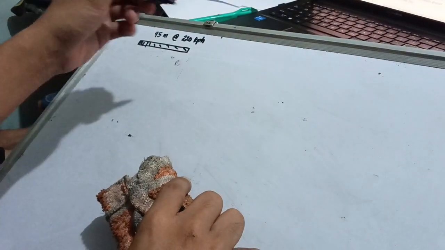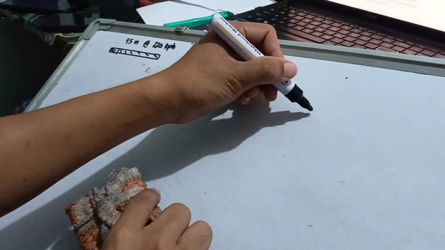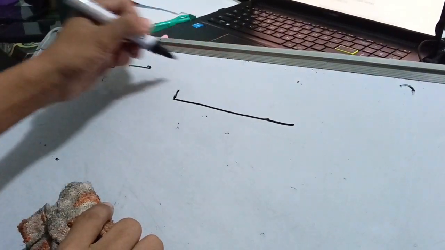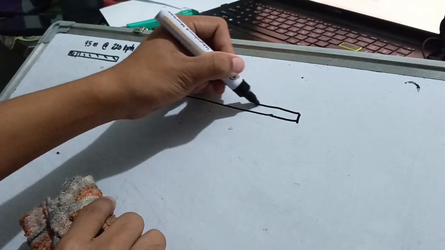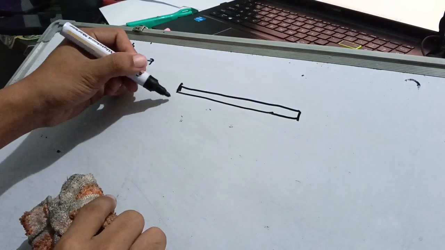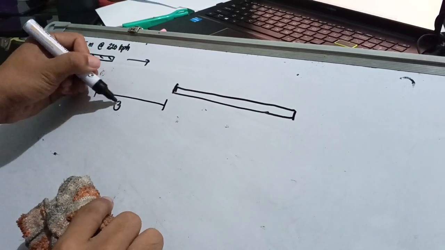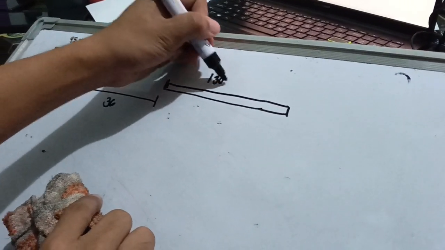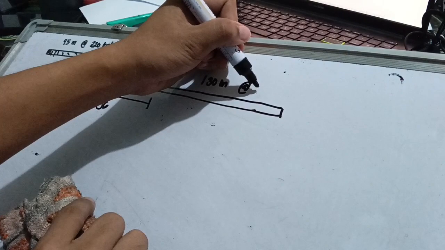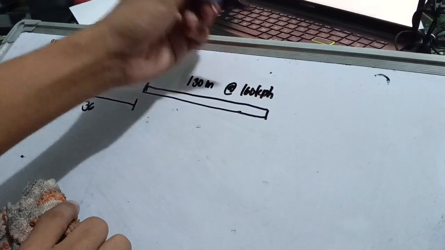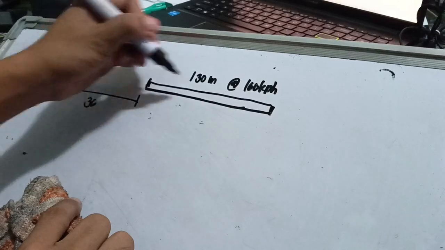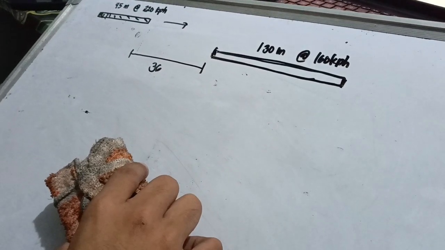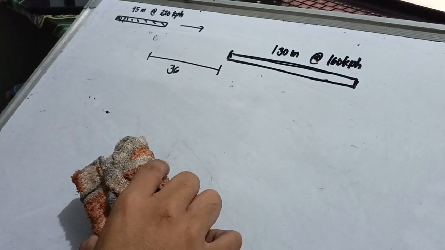Initially, the tail end of the slower train is ahead, so it is ahead by 360 meters. So this is your slower train. Where is the direction? It is this way. The faster train is 360 meters behind. The slower one is 130 meter long at 160 kph. The first question: determine the time required for the front end of the faster train to reach the tail end of the slower train.